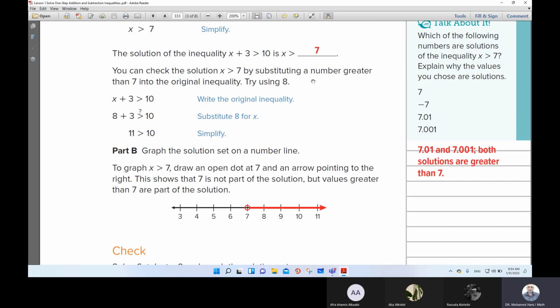Then when you want to graph, you can draw the number line, then represent 7 on the number line. As you see here, we don't have equal in the sign, which means draw an open circle. Then x greater than 7 means the direction toward the positive side. The direction greater than 7 means up from 7. The values of x will be up from 7, to the positive side.